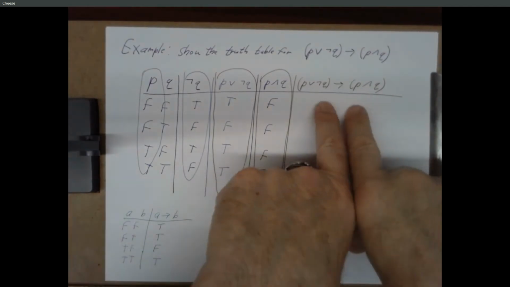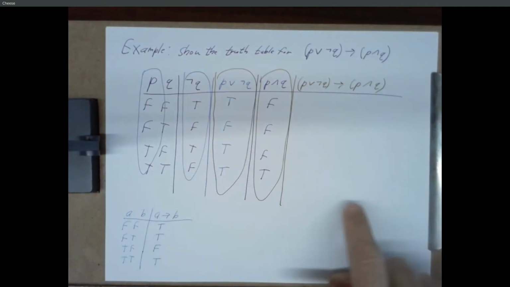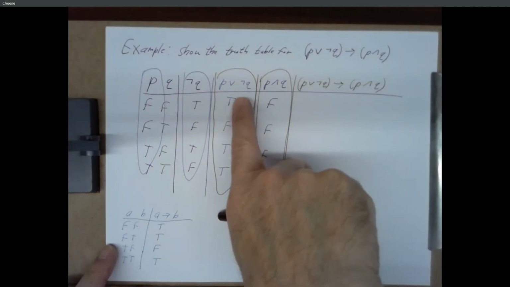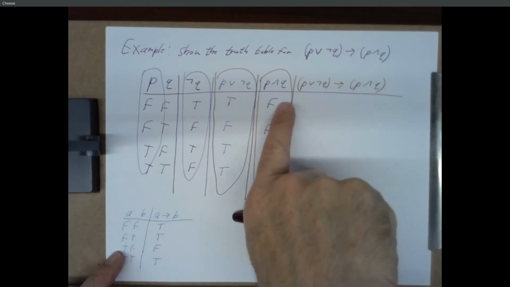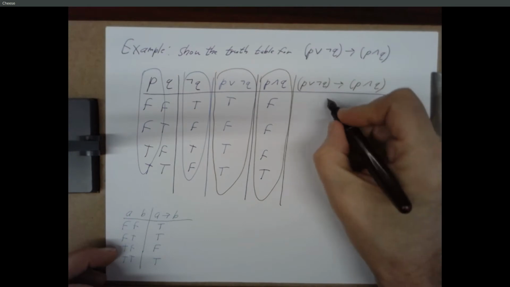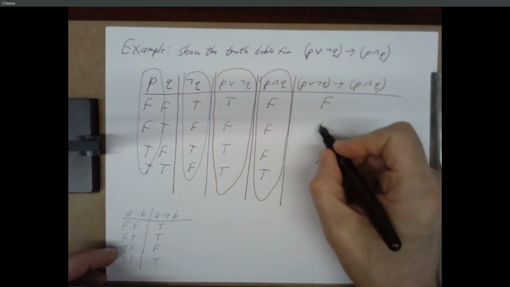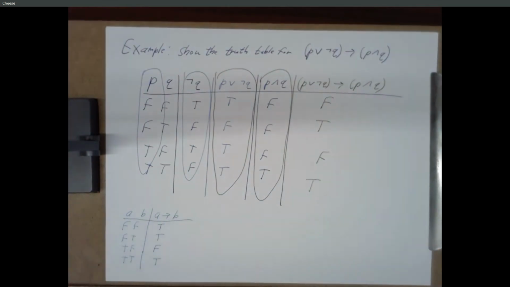Okay, well, to fill in this column, I basically want to look at these two columns. If the hypothesis is true and the conclusion false, the implication is false. So those two are false, and these two are true. So there's a truth table for that expression that I wrote on the top.